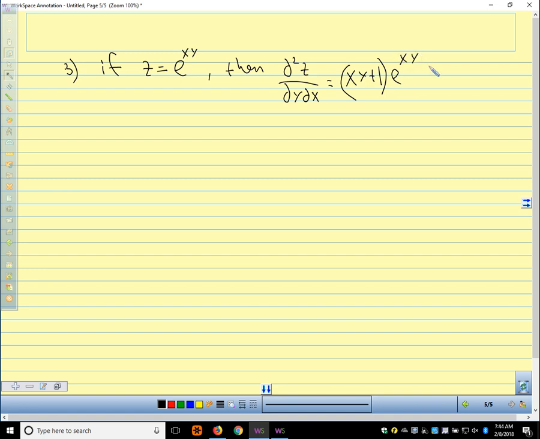Then this mixed partial is xy plus 1 times e to the xy. Yeah, take a derivative and see if it's true. Derivative. Oh yeah, I'll pretend I didn't hear that.